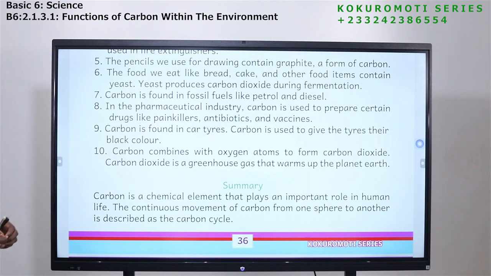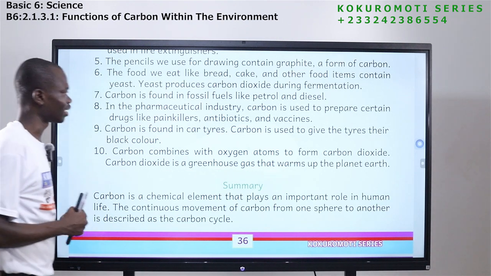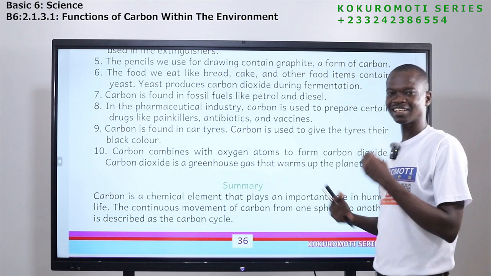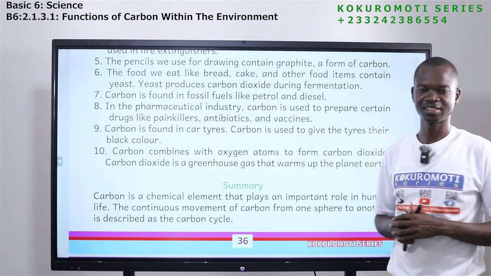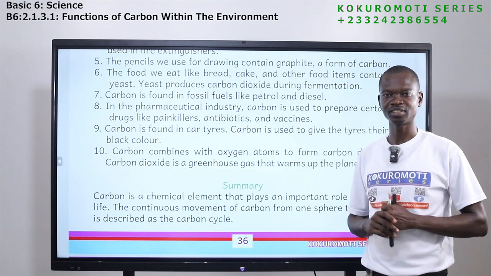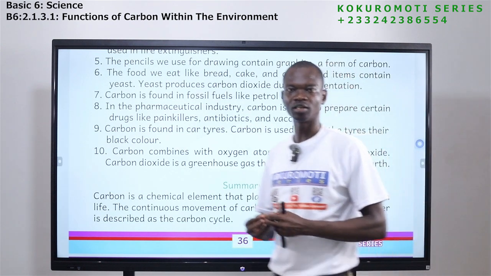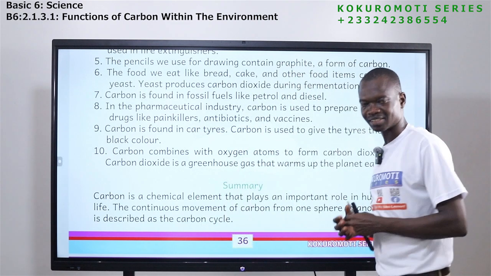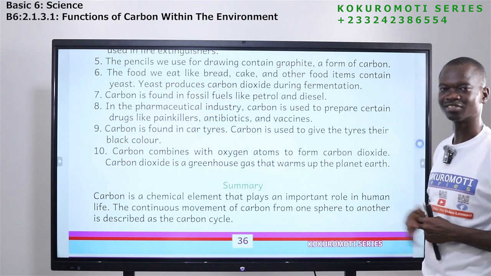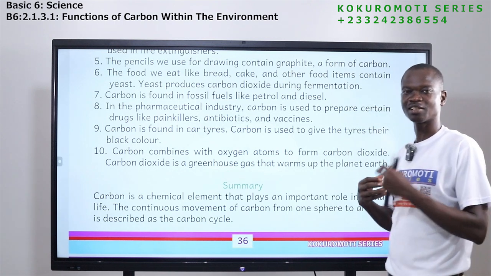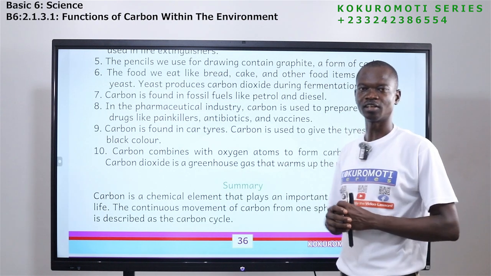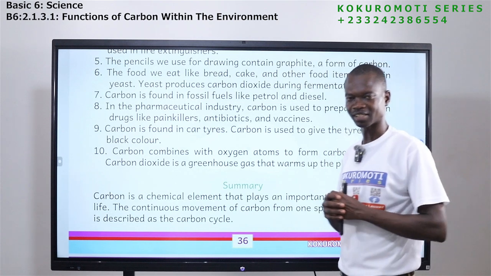Okay. Number 8, in the pharmaceutical industry, carbon is used to prepare certain drugs like painkillers, antibiotics, and what? Vaccines. So you see, carbon is used in almost all areas. In the pharmaceutical industry, the painkillers that they are able to produce, the antibiotics and other vaccines, they need what we call carbon. They use carbon as part of the things needed to get these drugs prepared for us.